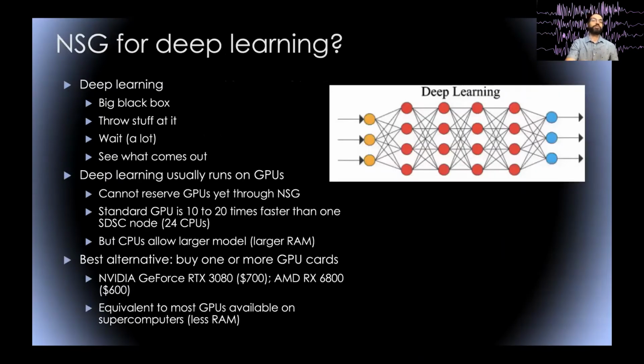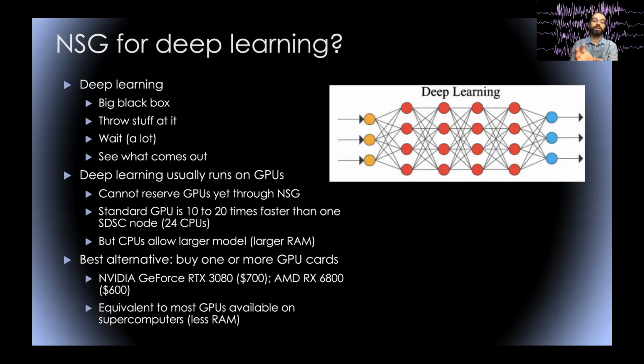I also want to mention NSG for deep learning. One of the reasons people want to use supercomputers is because they want to do deep learning. Deep learning is a big black box. You throw stuff at it, you wait a lot and see what comes out. And usually what comes out is interesting. Deep learning usually runs on GPUs, and you cannot reserve GPUs through NSG at this moment. Maybe it will change in the future. In practice, GPUs are about 10 to 20 times faster than CPUs. So you can still do deep learning on CPUs.